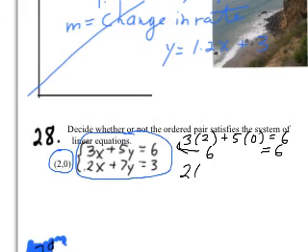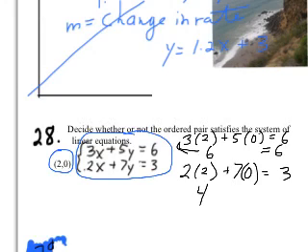2 times our x is 2. 2 times 2 plus 7 times 0, again, equals 3. Let's see if that's true. 2 times 2 equals 4. 7 times 0 equals 0. So does 4 equal 3? No. 4 doesn't equal 3. So it doesn't satisfy this one. So it doesn't satisfy. Big no.